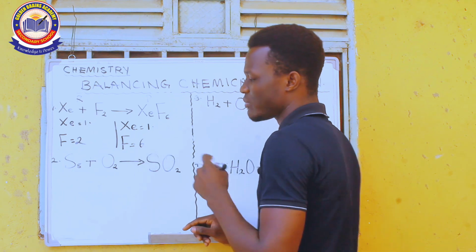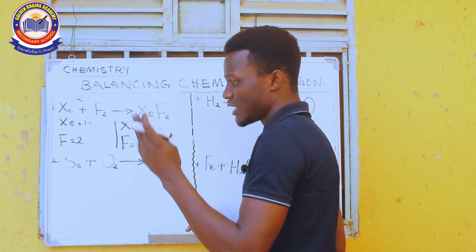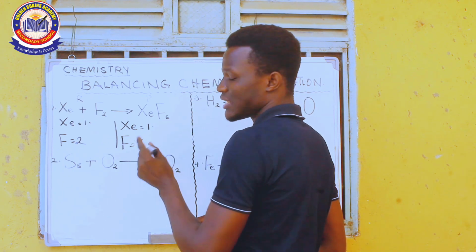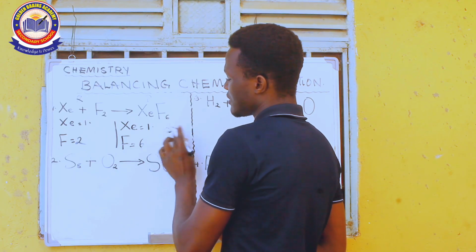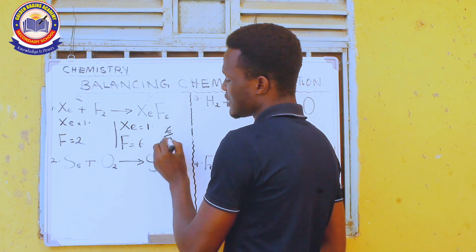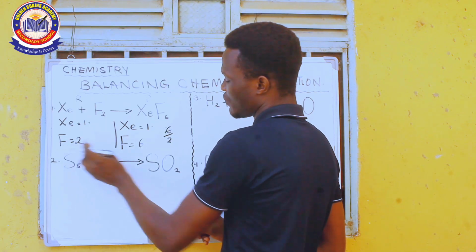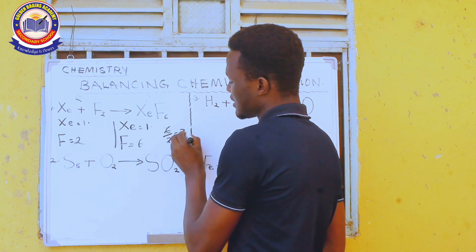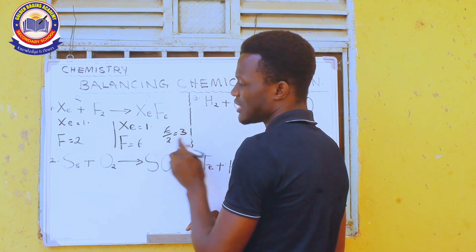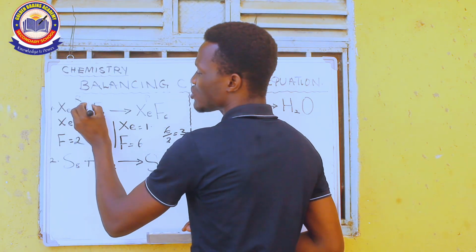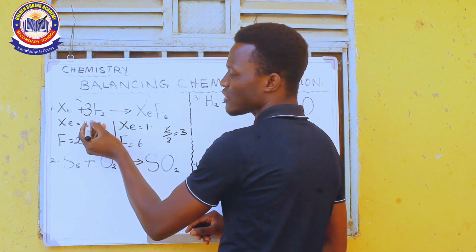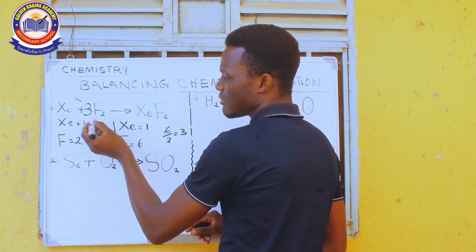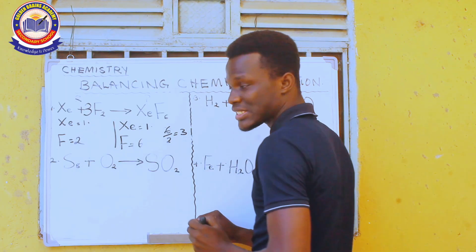The easiest way to balance this is to see the one that has a bigger number, which is 6. Take the 6 and divide it by the smaller number, which is 2. You're going to get 6 divided by 2, then you're going to get 3. This 3 you've gotten is the number you're going to put in front of the one that is less, which is this. Now when you count, you're going to have 3 times 2, which is going to be 6.